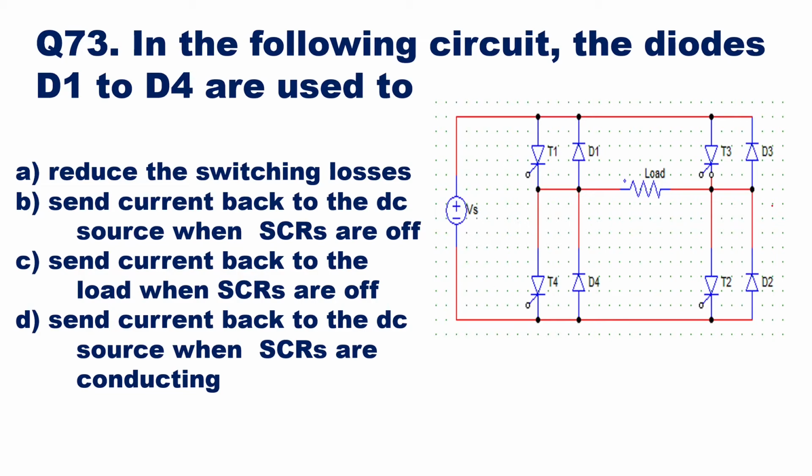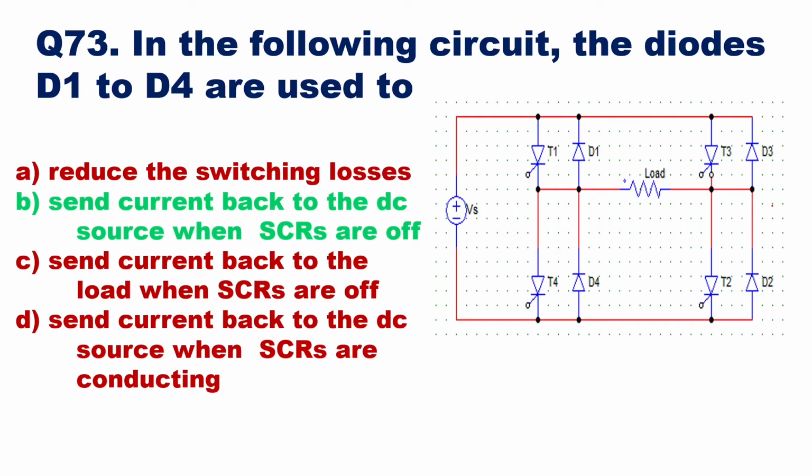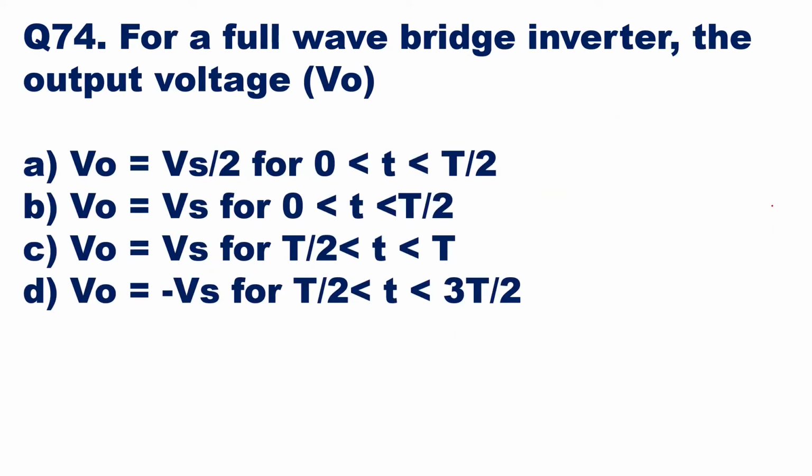So out of this, option B is the right answer. Send current back to the DC source when the SCRs are off. So that is the right answer here. Diodes are connected in antiparallel with SCRs during inductive loads for freewheeling action. So here option B, send current back to the DC source when SCRs are off. Then we'll go to question number 74.